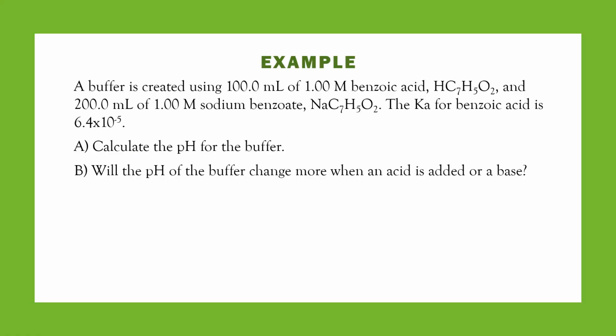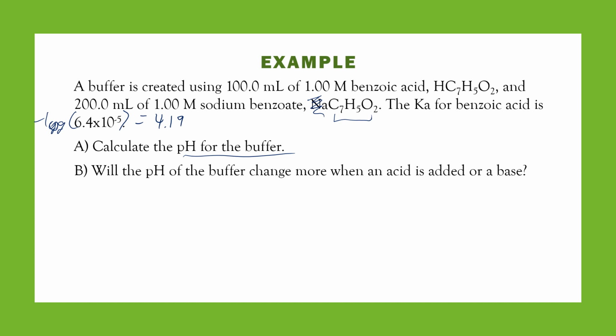Okay, so in this example, a buffer is created using 100 milliliters of 1 molar benzoic acid and 200 milliliters of 1 molar sodium benzoate. So remember, the sodium doesn't really matter, it's forming that conjugate base. Ka for benzoic acid is 6.4 times 10 to the negative 5. What is the pH for this buffer? So you definitely need the pKa. Let's take the negative log of the Ka. So it gives you the pKa is 4.19.